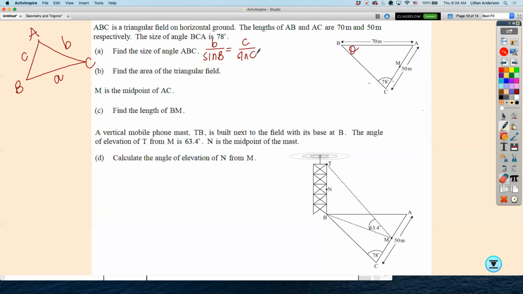So then how would I set this up using the formula? 50 over sine of B equals 70 over sine of 78. So then to solve this, I would need to what? Cross multiply. So that'd be 50 sine 78 equals 70 sine angle B. What would I do from here? Divide by 70, because I'm trying to solve for angle B.